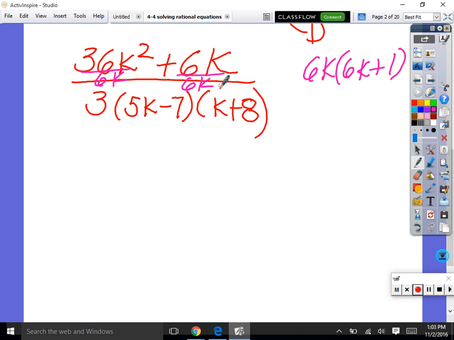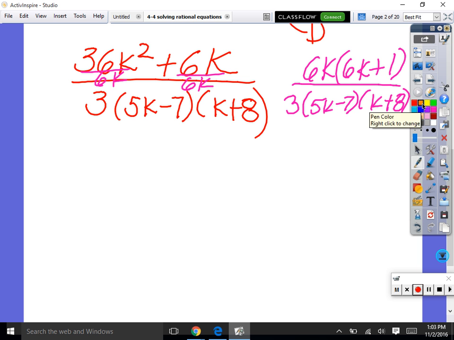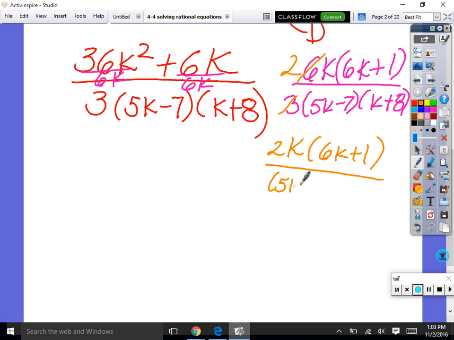And then on bottom, we have our 3, our 5k minus 7, and our k plus 8. So now you can divide out exact factors or multiplication. 6 and 3 become 2 and 1. That's it. So on top, we have 2k, 6k plus 1, and on bottom, we have 5k minus 7 times k plus 8.